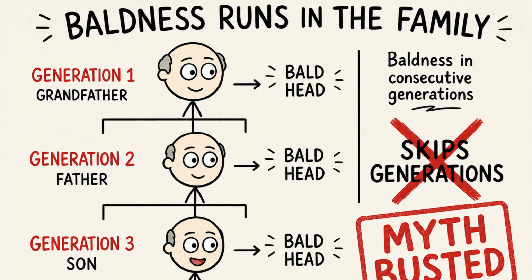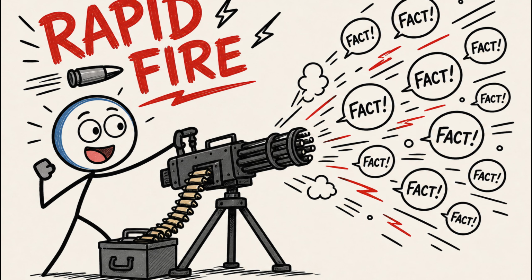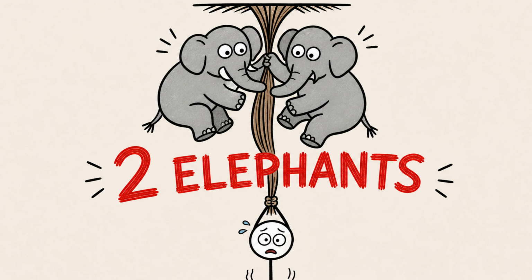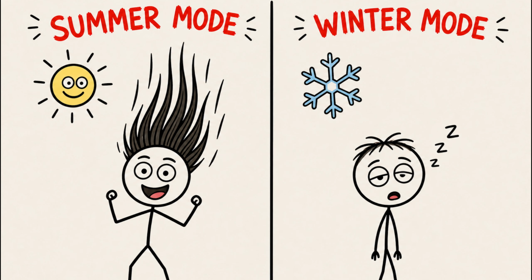That's another myth. Before we wrap up, let's rapid fire some weird hair facts. A single strand of hair can hold 100 grams of weight. Your entire head of hair could theoretically support the weight of 2 elephants. Hair grows faster in warm weather. Your hair literally has a summer mode.